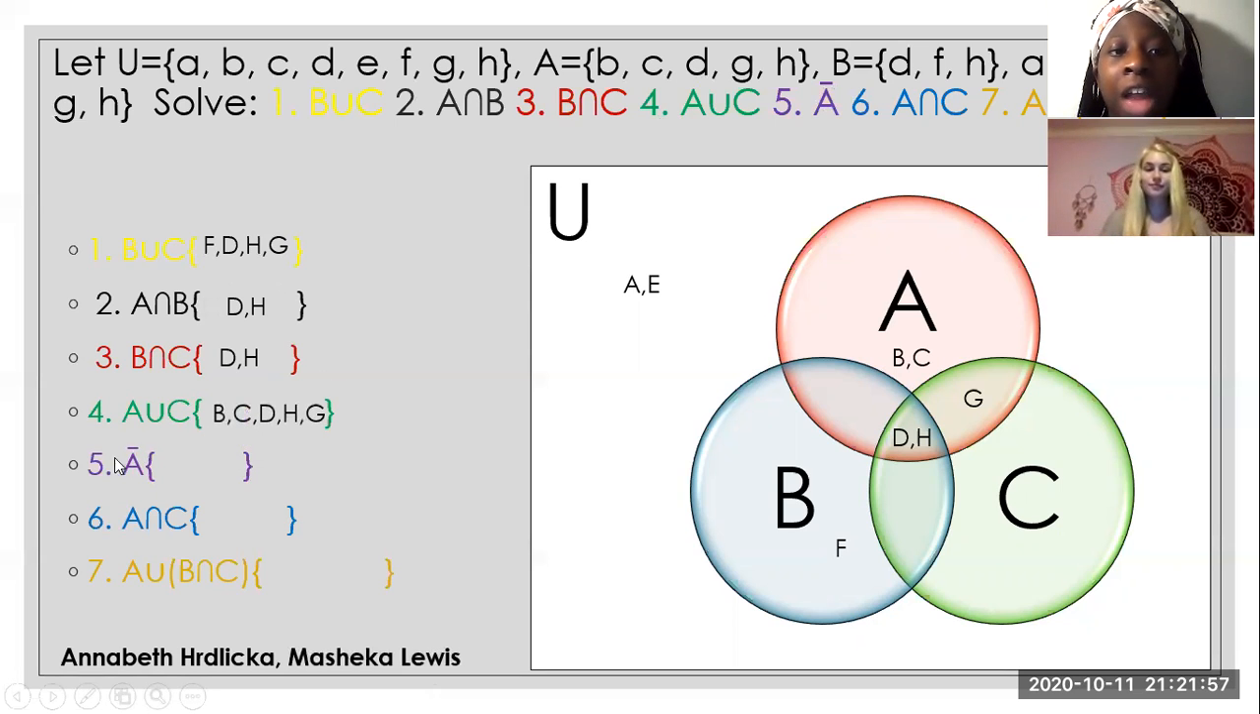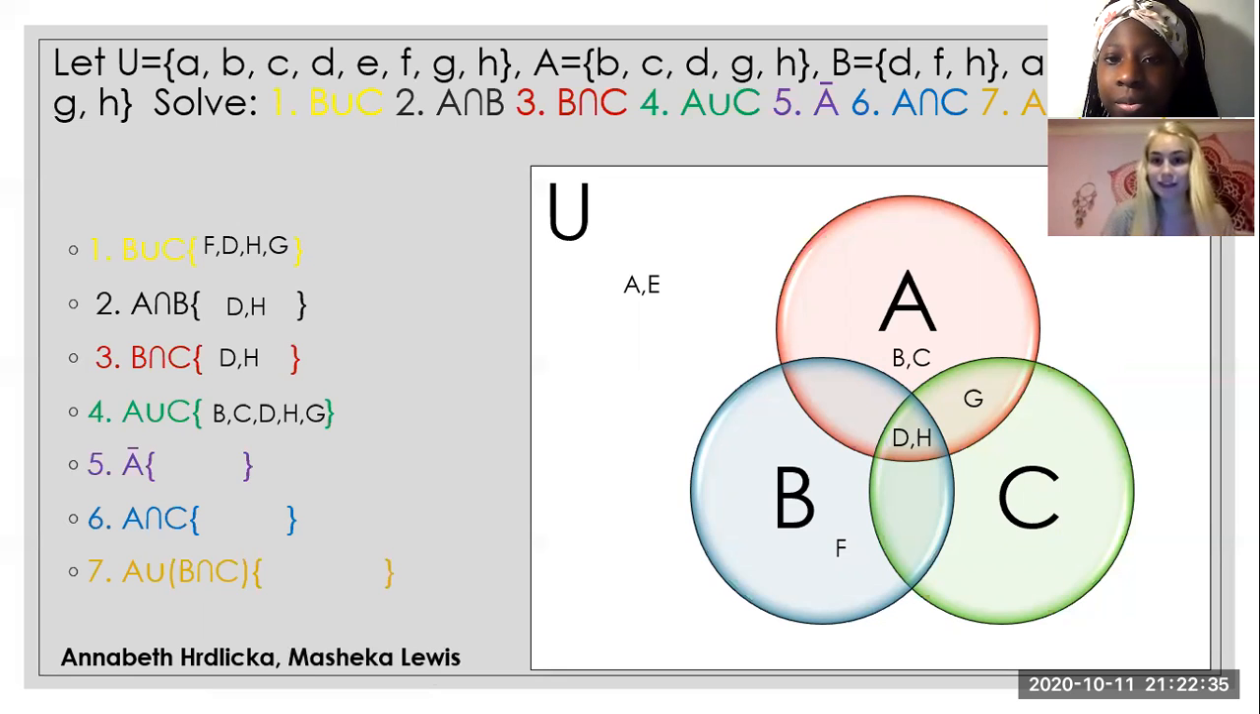Now number 5, a line above the A means everything except A. So everything in the A, which is B, C, G, D, H, will not be able to go into the answer, but A, E, and F will be able to. Now I do have a question for you, Annabeth. Why are A and E out of the diagram? Okay, so as you can see, A and E are not in the diagram, unlike all the other ones. And this is because the A, B, and C are not equal to A or E. So A or E cannot fit into any of the diagram at all. That's why it has to be on the outside.